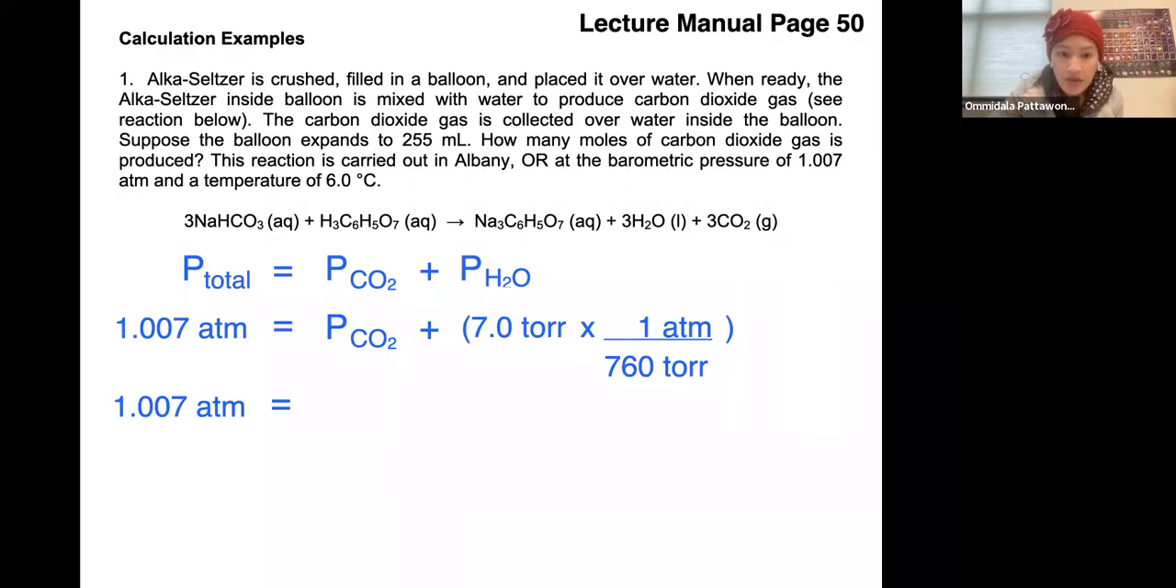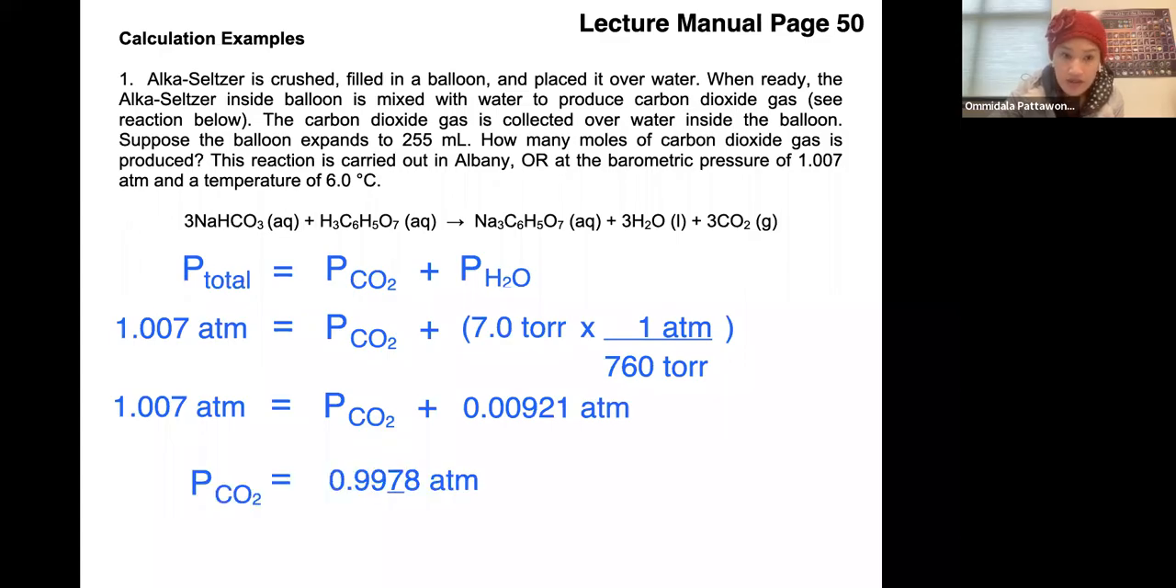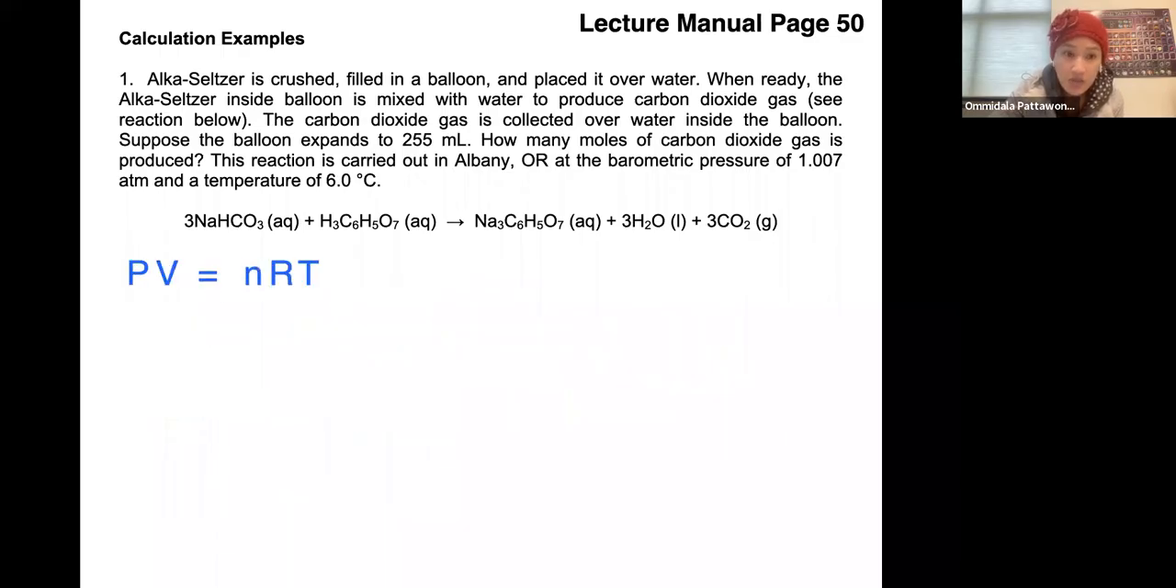If you do this correctly, you are going to get 0.0092 atm. Subtract that from 1.007, and you get 0.9978 atm as the partial pressure of CO2. Once you get this pressure, the next thing is to plug that in to find the number of moles, by using PV = nRT.